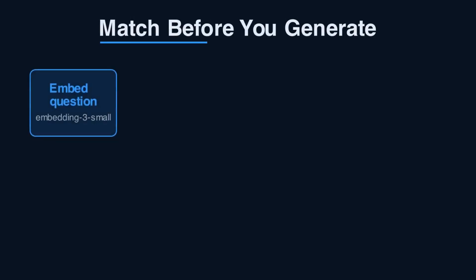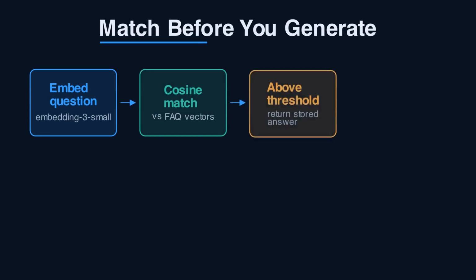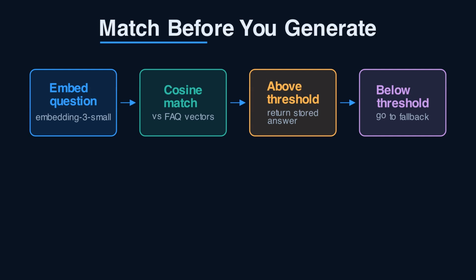Embed the pivot question and your FAQ entries with text-embedding-3-small. Compare with cosine similarity. Set a confidence threshold around 0.82 as a starting point. Above it, return the stored answer directly. No model call, no hallucination, instant response. Tune that threshold against real traffic. Too low returns wrong answers. Too high triggers needless fallbacks.